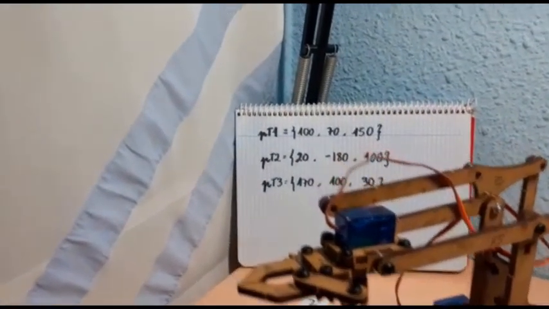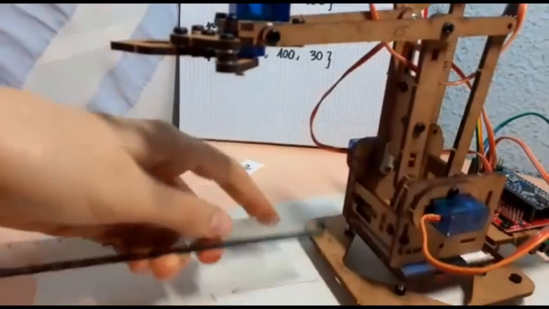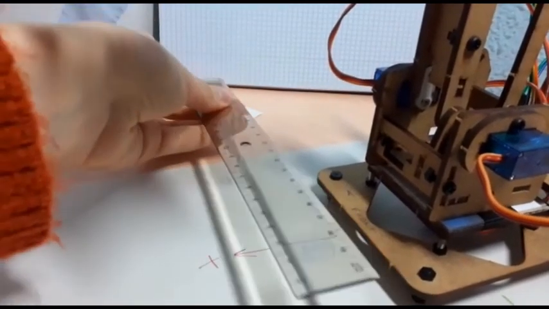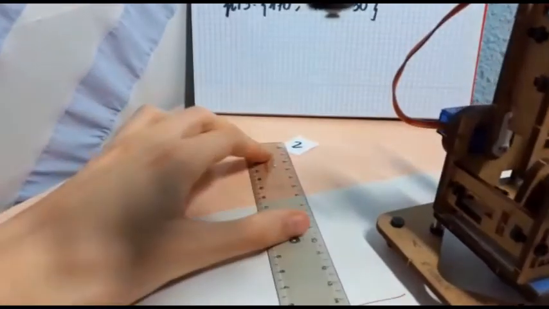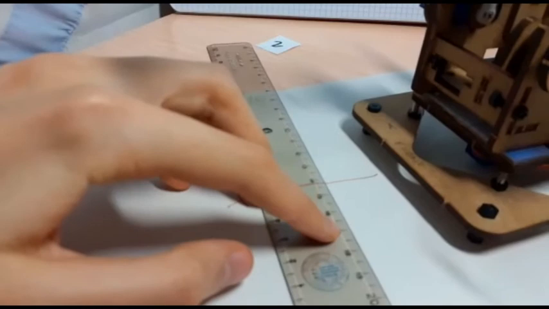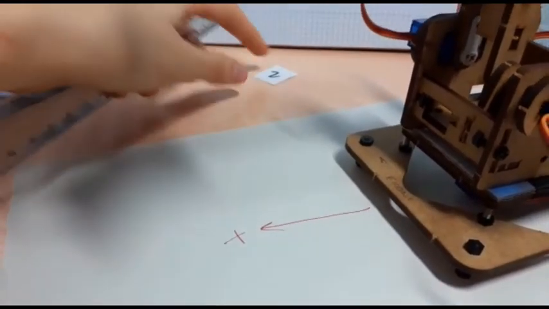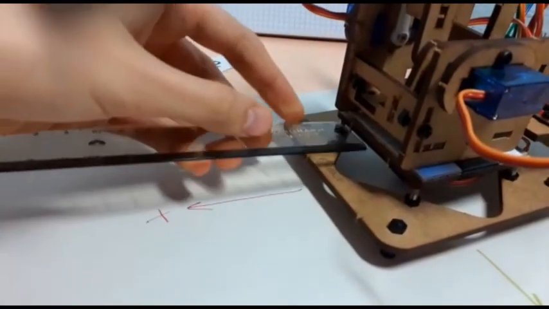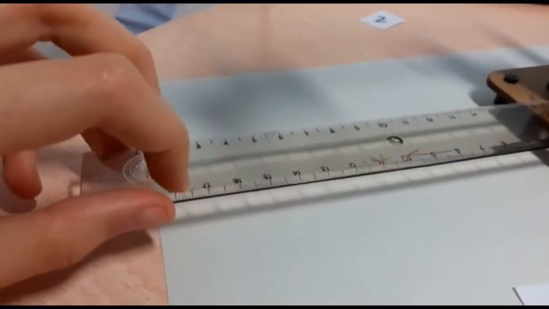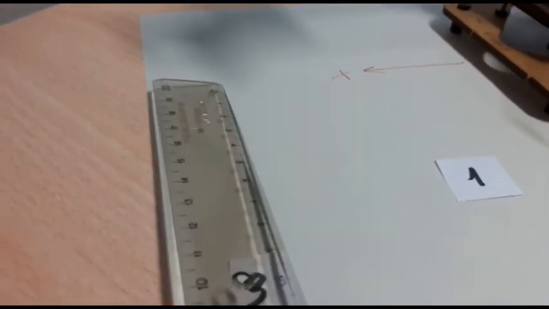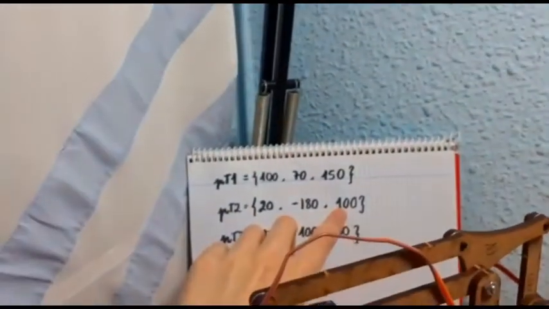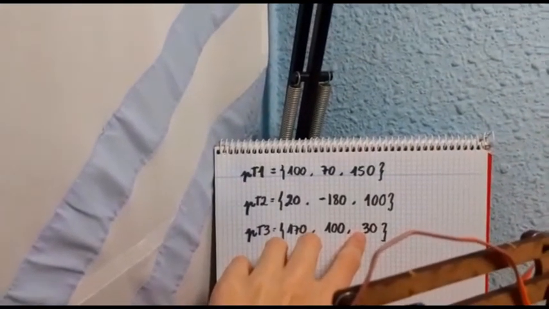Now the second one is 20, minus 180. So if that's 20, then it should start there and go until there, where the second point is. And finally we have the third point, which is 170 and 100. So 170 must be more or less in here, and 100 from there should more or less be here in the third point. Now about the heights. 150 is a little bit higher than the initial height of the robot, 100 is a bit lower, and 30 is really low.